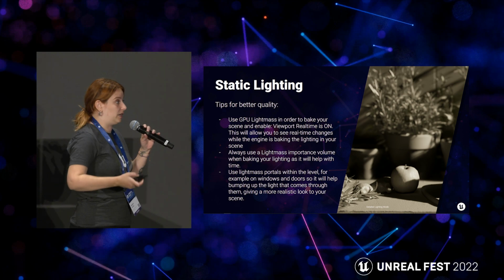And then the last one, the light mask portals. You can set them within the level on windows and doors, so they will help with the bouncing of the light that comes through them. Sometimes if you've got an interior and the light is coming from outside, it's a recommendation to have light mask portals on the windows and on the doors, so the light that comes through is going to be even better. So you're going to get a more realistic outcome of that.